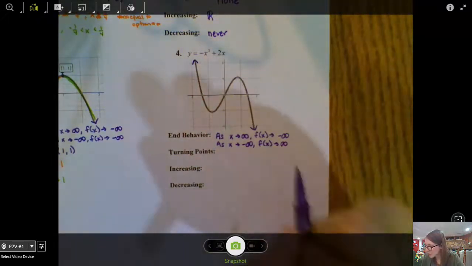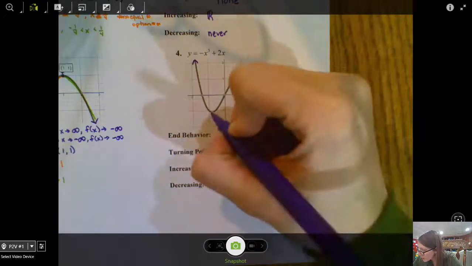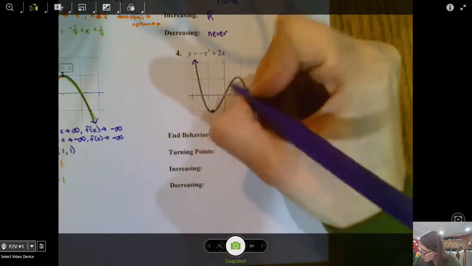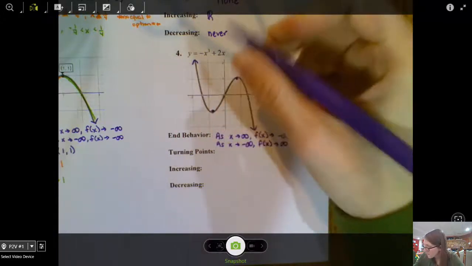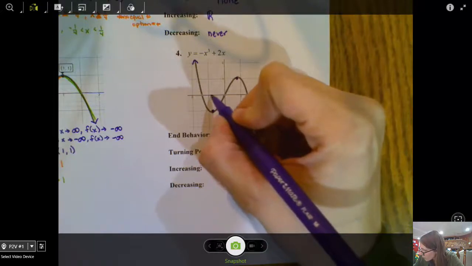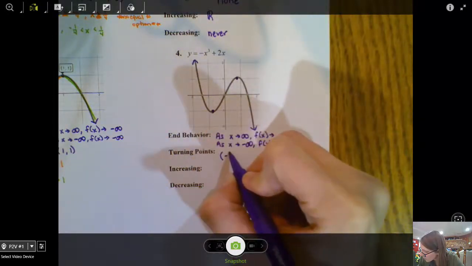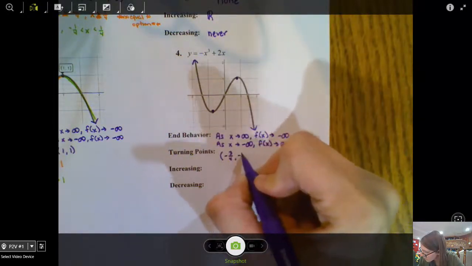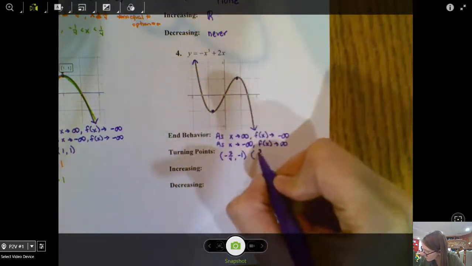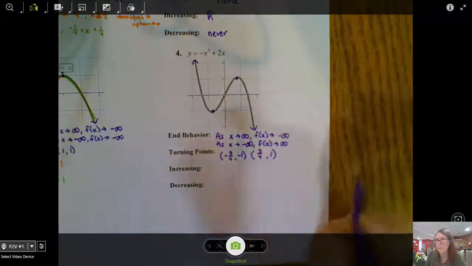And right here, my turning points. I see 2 turning points, 2 places where my graph changes direction. And I'm going to kind of estimate these a little bit here. Let's call this point (-3/4, -1). And then (3/4, 1).